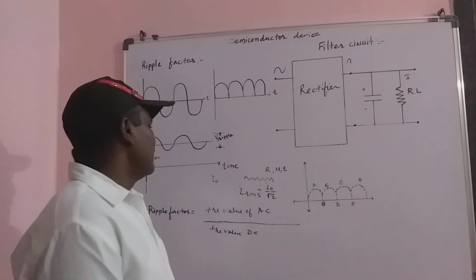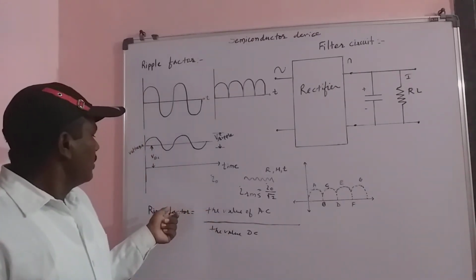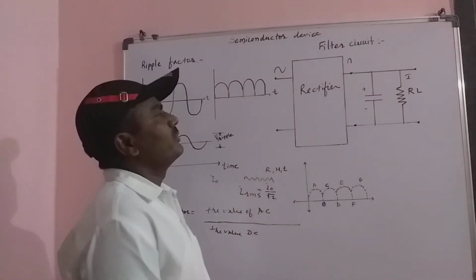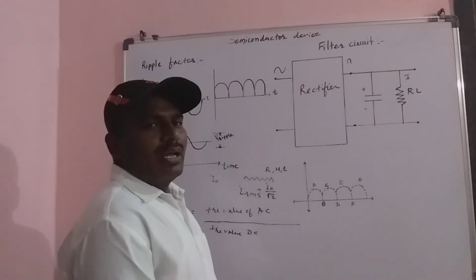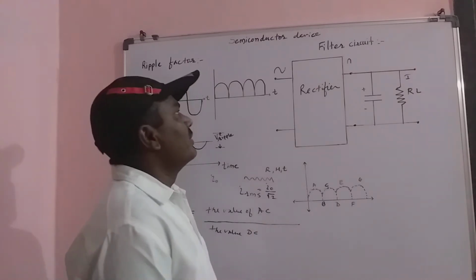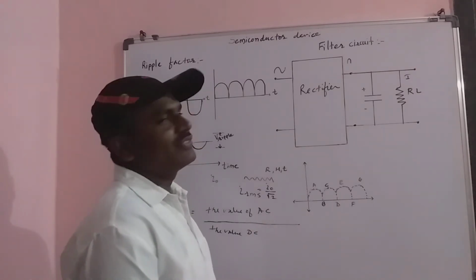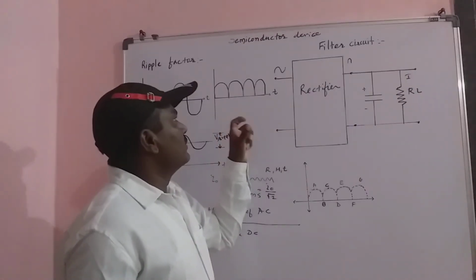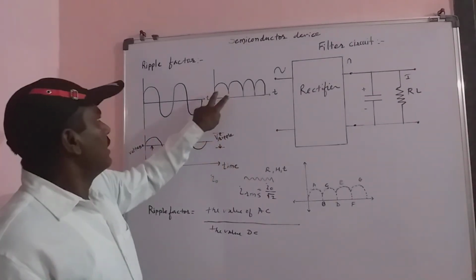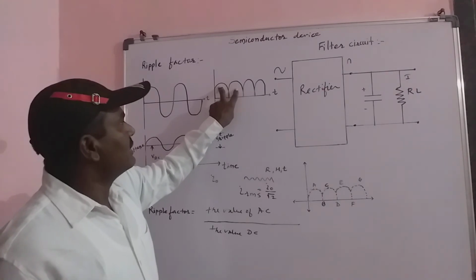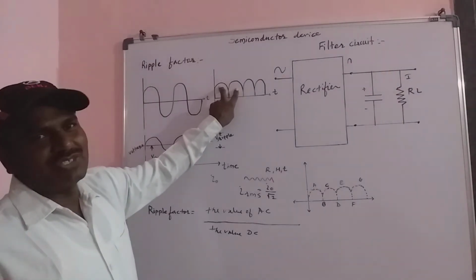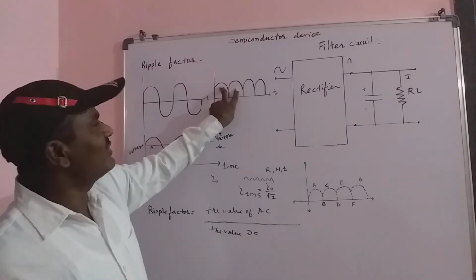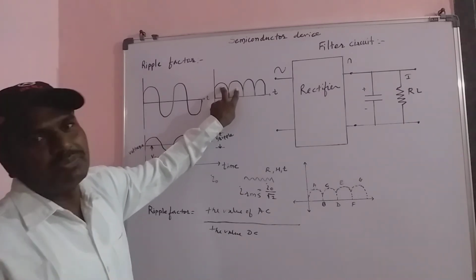Now we can see that this ripple is removed by a filter circuit. That ripple in the output is removed by using the filter circuit. The output DC contains fluctuations, and to remove this fluctuation we should use a filter circuit.